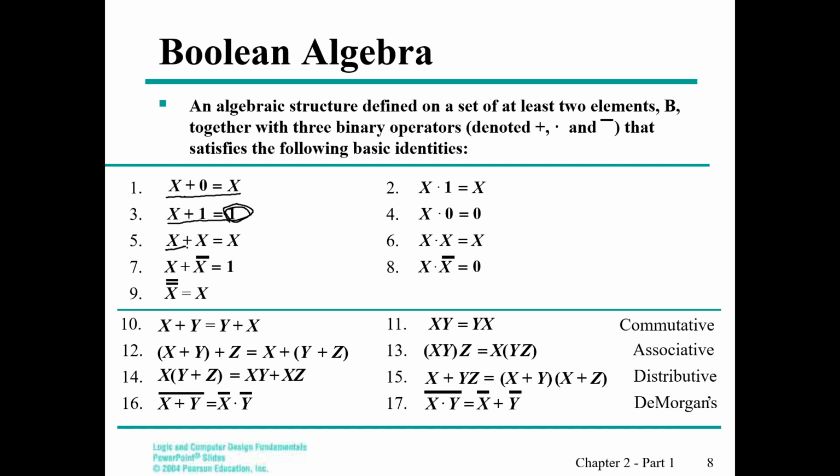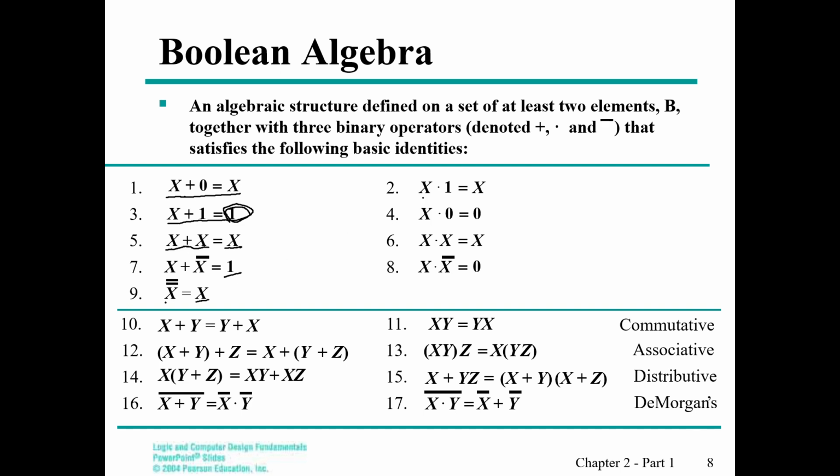Then if you are adding the same variable two times, the result is the single variable. Then if you are adding the variable with its corresponding inverted value, the result is 1. A plus A bar is 1. Then if we take a double complemented value, this value is x.